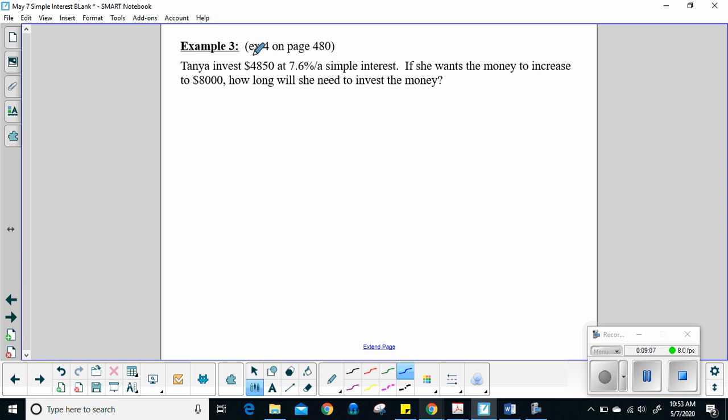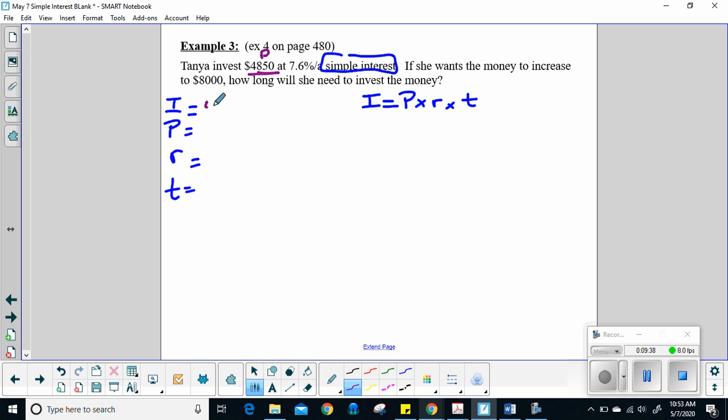Last example, Tanya's going to invest $4,850 at 7.6% simple interest. If she wants the money to increase to $8,000, how long will she need to invest the money? All right. So I see these wonderful words, simple interest. So that automatically means I'm using this. Right? So I'm going to automatically, before I go back and figure anything else out, write everything down the side. Done. Okay. Go back and reread the question. She's investing this much money. So that's my principal. Oops. Investing. Principal. Wrong line.